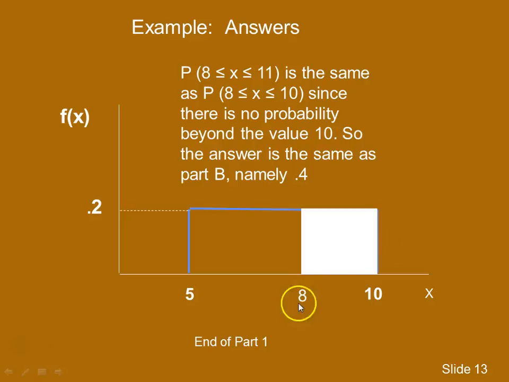That's the end of part 1, and in the second part, we're going to start into the normal distribution.